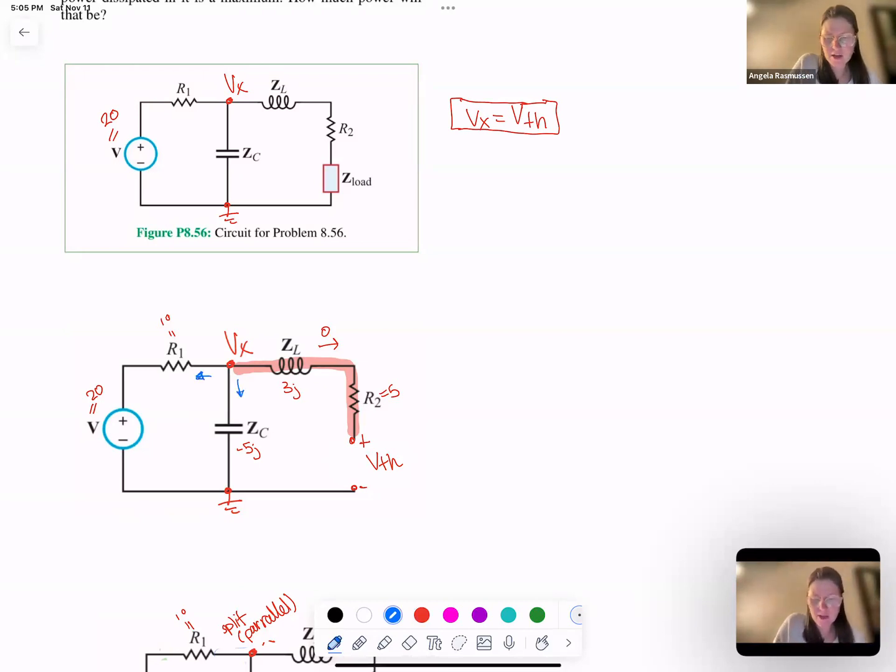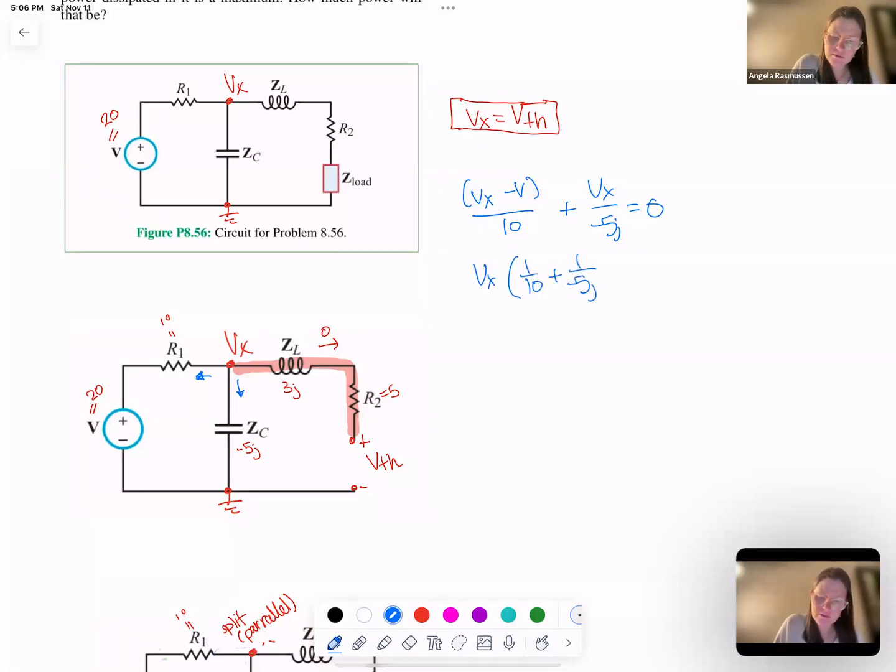If I write that, I have Vx minus V over 10 plus Vx over minus 5j equals 0. I can combine the Vx's. And V is just 20, so this is 20 over 10.